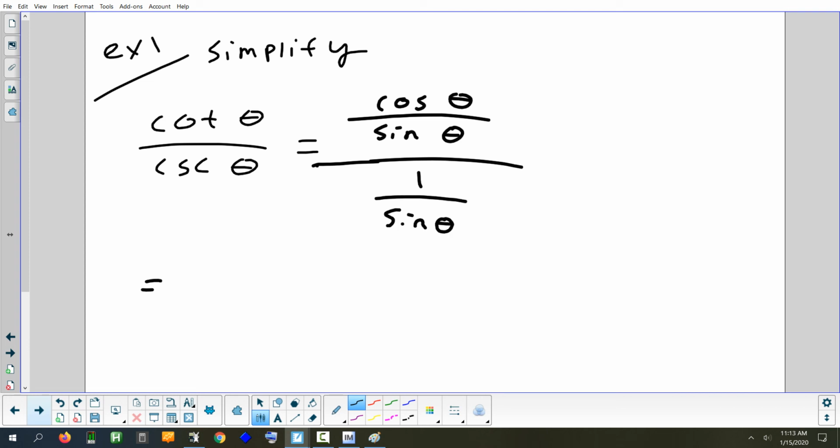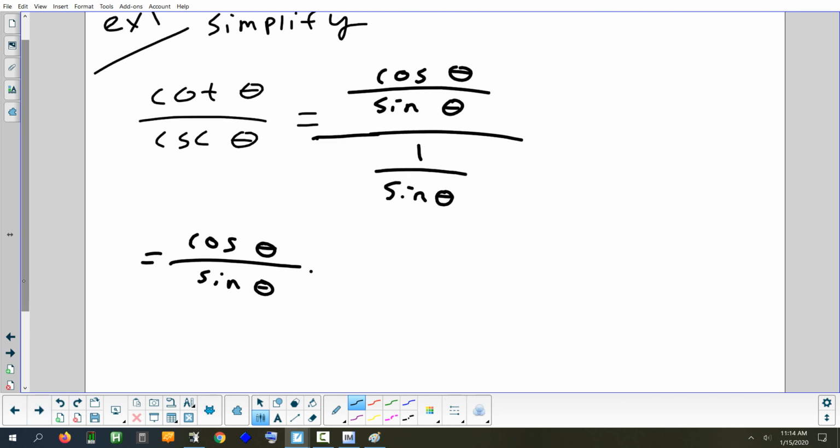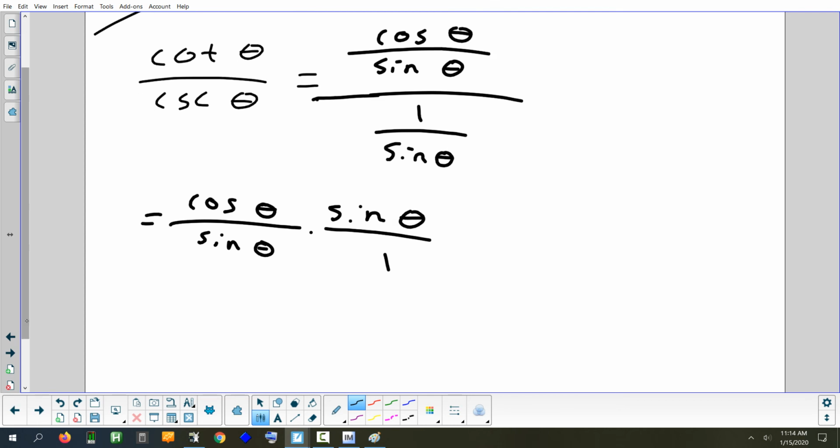Now we have a fraction divided by another fraction. What do you do when you want to divide by a fraction? Multiply by the reciprocal. So keep the top the same and multiply by the reciprocal of the bottom, which is sine over 1. Whenever I get stuck, I just pretend like things are numbers. This is just like having 2/3 times 3 over 1. It's pretty much the same idea.